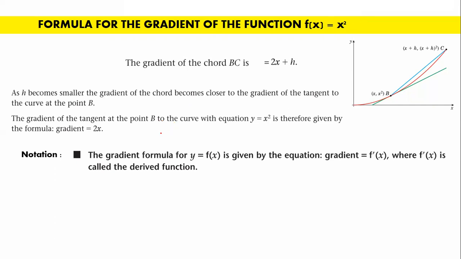We will look at the notation in this step. The gradient formula for y equals f(x) is given by the equation gradient f'(x), where f'(x) is called the derived function. Remember, this is a notation. Therefore, if you have a function in the form of f(x) equal to x squared, its f'(x), or the derived function, is equal to 2x.